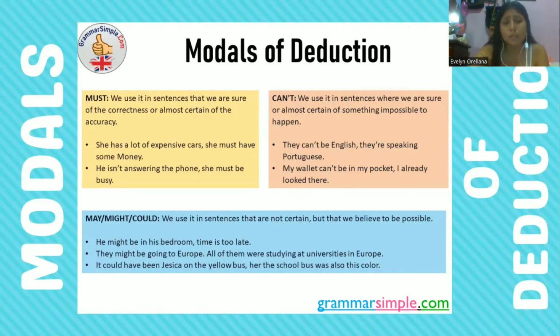May, might, and could. We use them in sentences that are not certain, but that we believe to be possible. Example: he might be in his bedroom. Time is too late. It could have been Jessica on that yellow bus. Her school bus was all this color. They might be going to Europe. All of them were studying at universities in Europe.